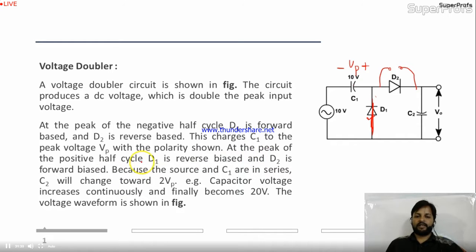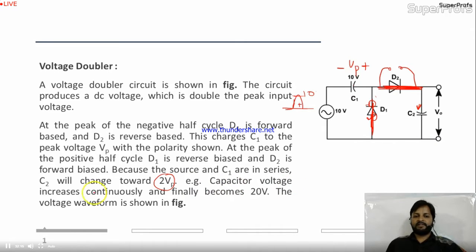Now what next? At the peak of the positive half cycle, D1 is reverse bias and D2 is forward bias. Now this cycle has reached the peak of the positive half, plus 10. In the plus 10, this is plus, this will be off, and this will act as a short circuit in the circuit. So your entire circuit will be this. Because of this circuit, now you are going to charge the C2. D2 is forward bias. Because the source and the C1 are in series with C2, C2 will charge towards 2Vp. As we have seen earlier, the C2 was charged by the 20 volt.